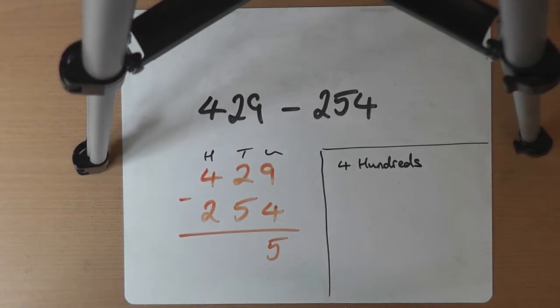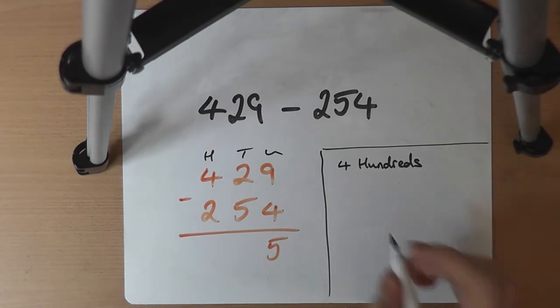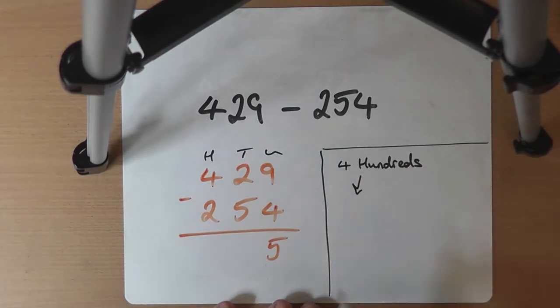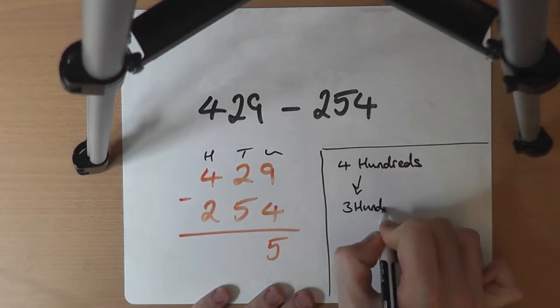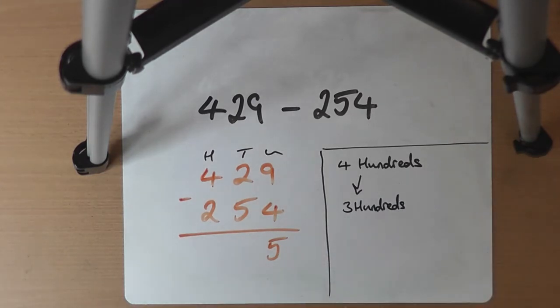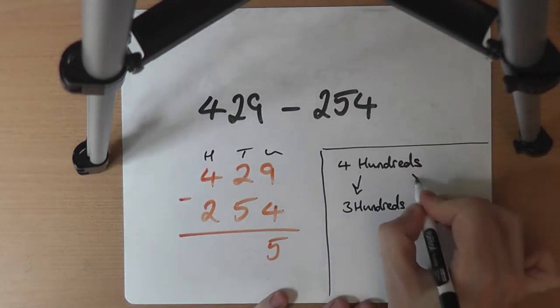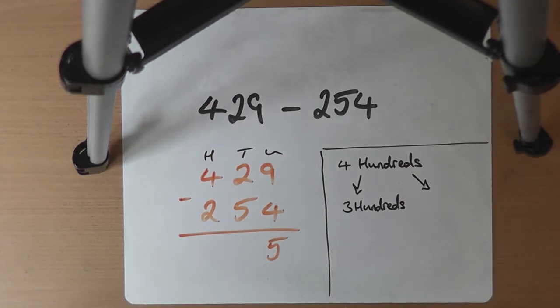Now we haven't got enough tens, so we need to get some from somewhere. And this is the clever bit. What if I keep three of those hundreds as they are? They just stay as 300s, perfectly fine. And what if that other hundred, that fourth hundred, what if I swap that for some tens?